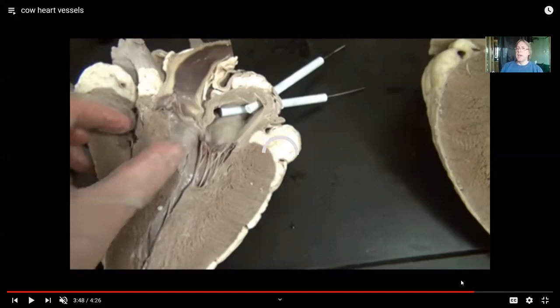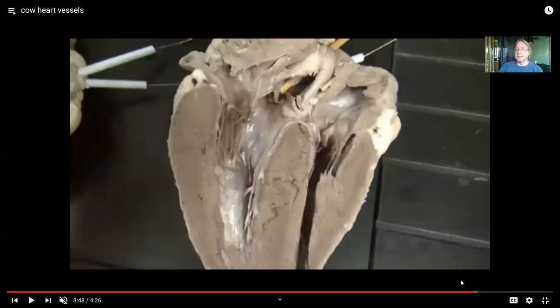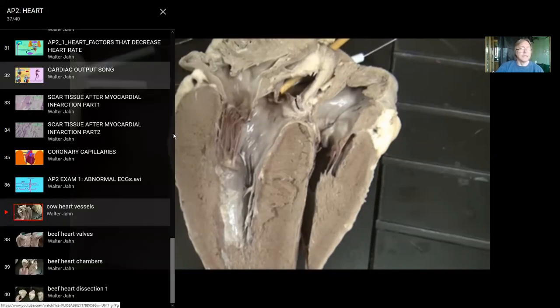And so if you were trying to identify these vessels on an actual heart, if you look at the vessels themselves, it's easy to get it wrong. So don't look at the vessel, look at where it goes instead. Because the only thing that's leaving the left ventricle that doesn't go through the left atrium is the aorta. So that is not necessarily as hard as it might seem.